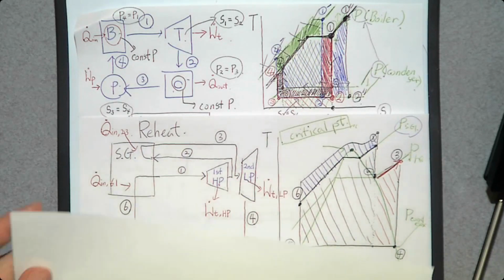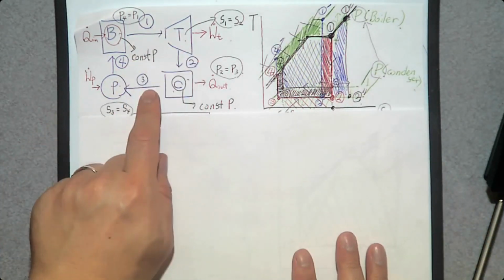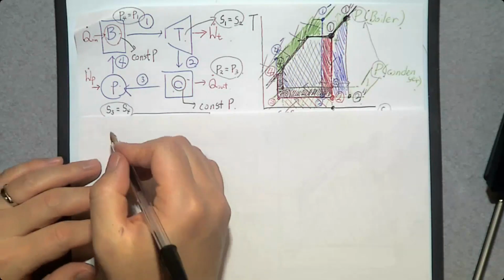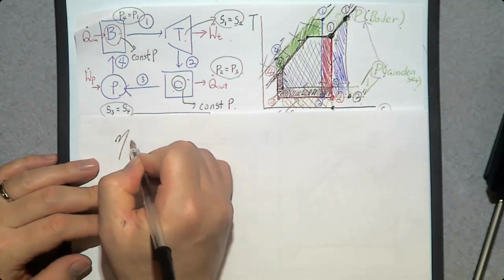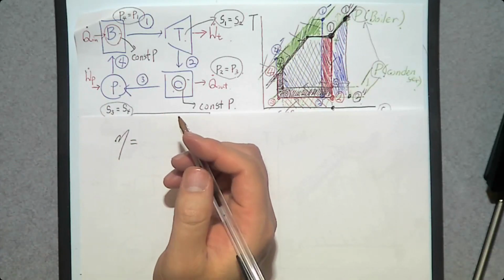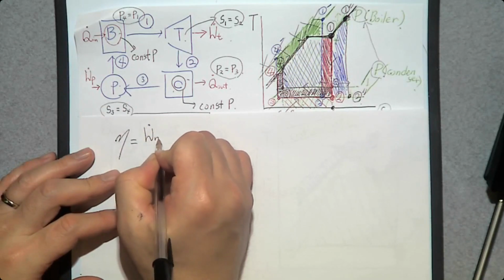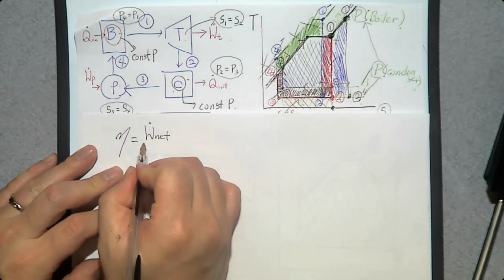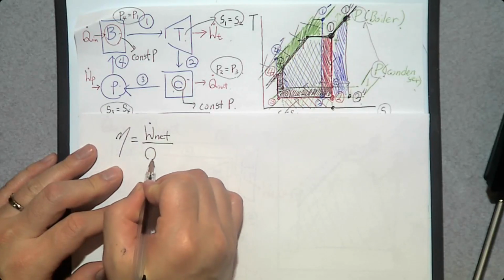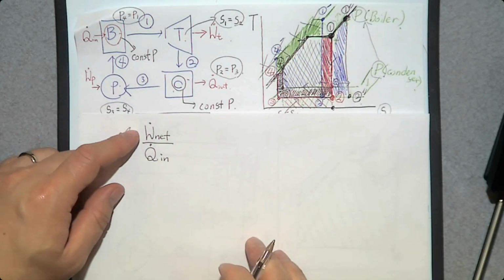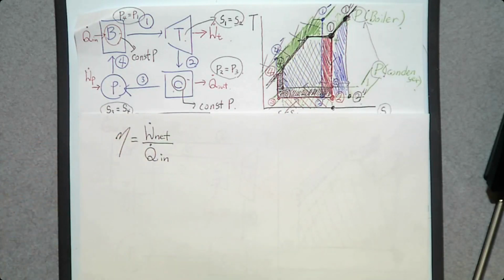Let's go with the simplest one. We have only 4 states with boiler. Then, if you want to determine, let's say, thermal efficiency, how can we do that? Net power we develop divided by the rate of heat transfer we provide. So desired output over required input is the way we determine the efficiency.